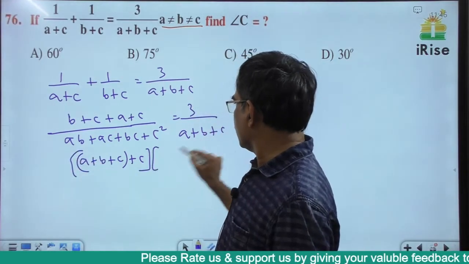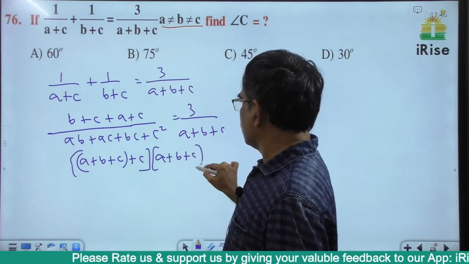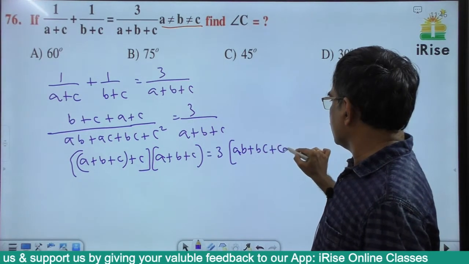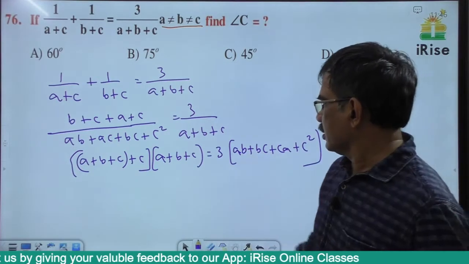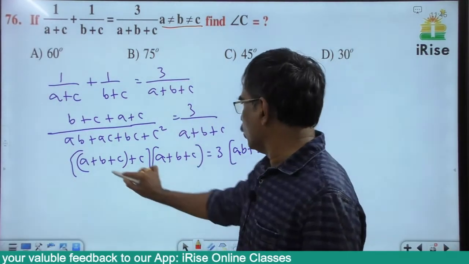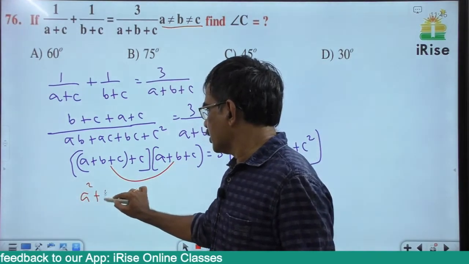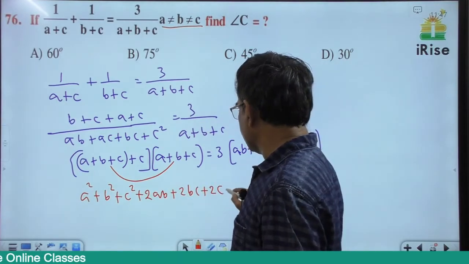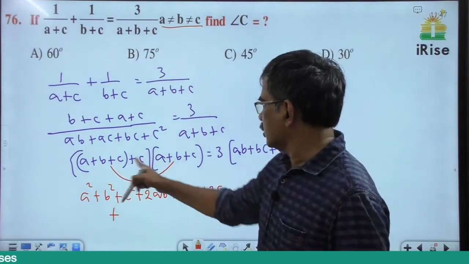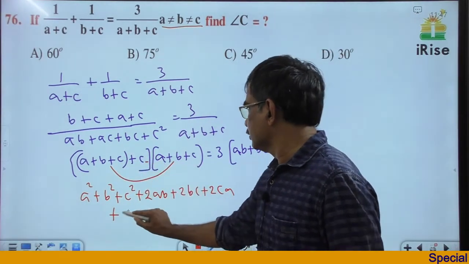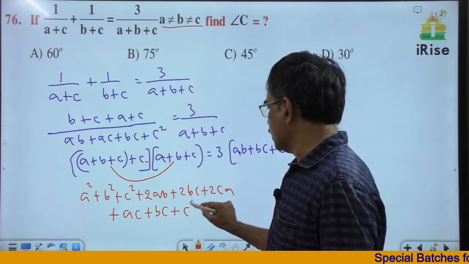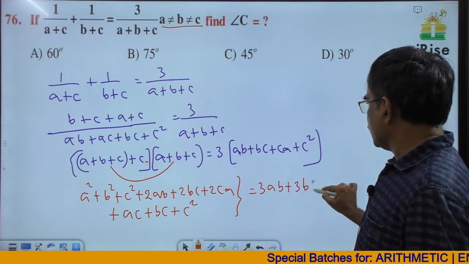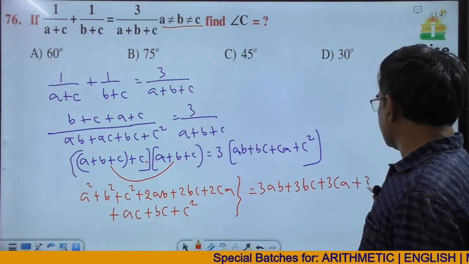Cross multiply: into a plus b plus c is equal to 3 times ab plus bc plus ca plus c square. Here this into this, a plus b plus c whole square, a square plus b square plus c square plus 2ab plus 2bc plus 2ca, plus this into this plus this into this, ac plus bc plus c square. This total is equal to 3ab plus 3bc plus 3ca plus 3c square.